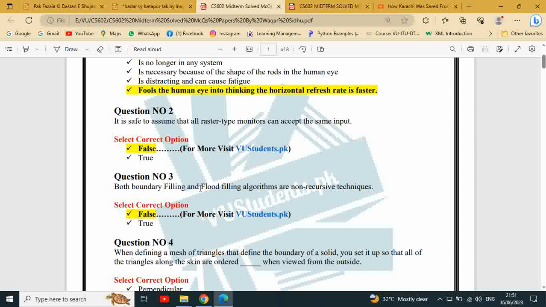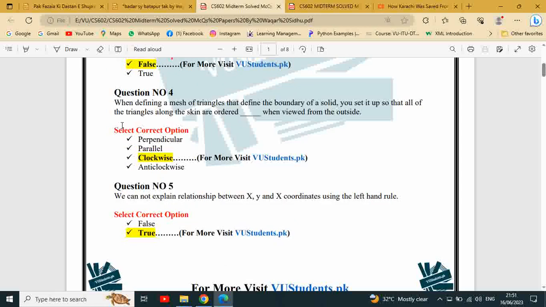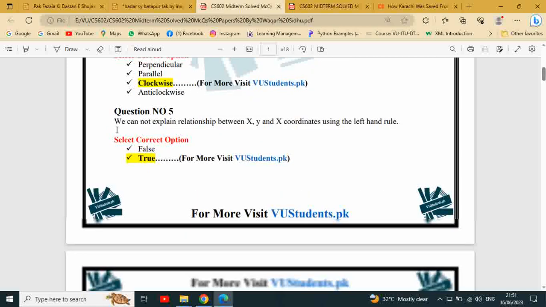Next question: Both boundary filling and flood filling algorithms are non-recursive techniques. False. When defining a mesh of triangles that define the boundary of a solid, you set it up so that all of the triangles along the skin are ordered dash clockwise when viewed from the outside. We cannot explain a relationship between x, y and z coordinate using the left hand rule. True.